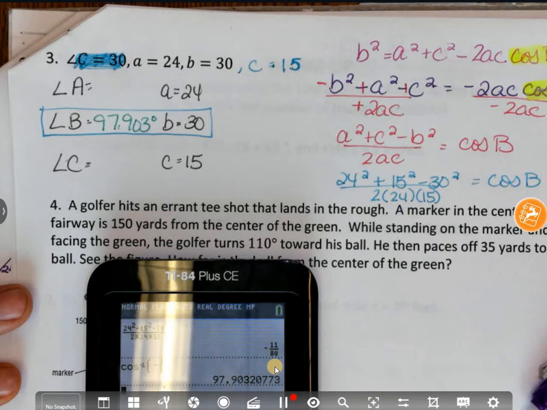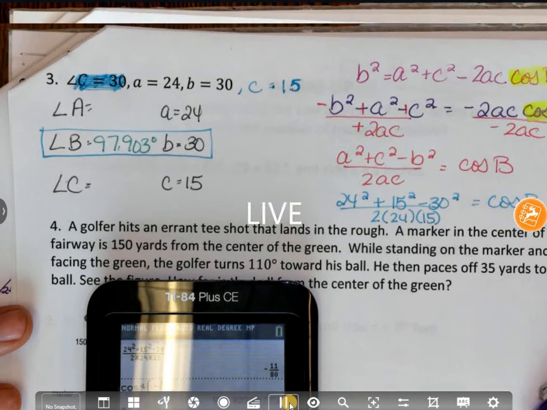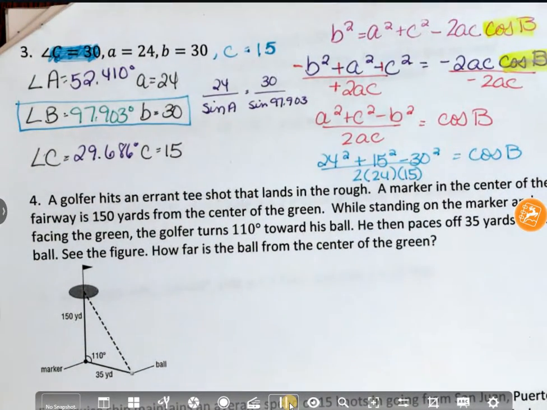Check your answers with each other. Did I do this wrong? 24, sine of that. Okay, I'm hearing different numbers than I got, so let's see. That I got. Yeah? Am I just hearing things wrong?